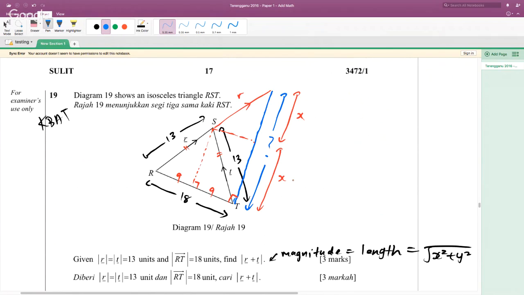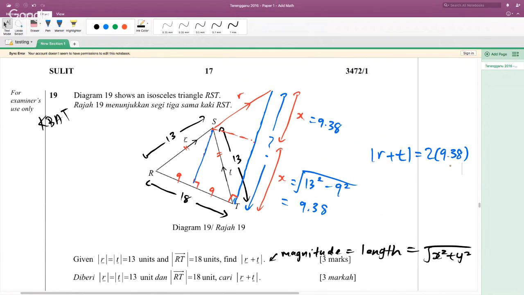So in order to find x, I will use Pythagoras. Do you see the Pythagoras? I want to find here, so I will use 13 squared minus 9 squared. Then I will get some value here, which is 9.38. So here should be another 9.38. Therefore, the magnitude of R plus T is basically 2 multiplied by 9.38. So you should get the answer 18.76. Okay, this is the way I figured it out.